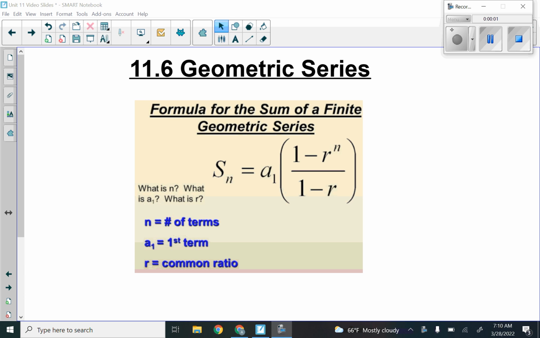In 11.6, we're looking at geometric series. So here is the formula for a geometric series. The sum of n terms will equal your first term, a1, times 1 minus r to the n over 1 minus r. Remember, n is your number of terms, a1 is your first term, and r is your common ratio.